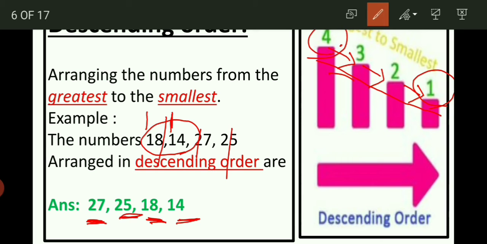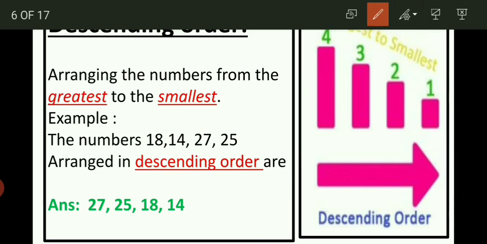So let's check. Descending order means from the greatest number to the smallest number. Have we done it correctly or not? In this set of numbers, 27 is the greatest number, and we have written that in the beginning. Then a little bit smaller number, 25. Then a little bit smaller, 18. Then the last one is the smallest number, that is 14. So it's correct.